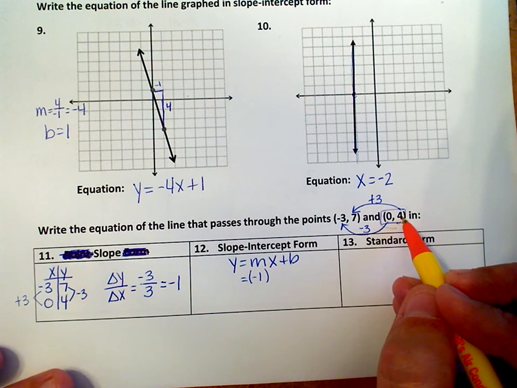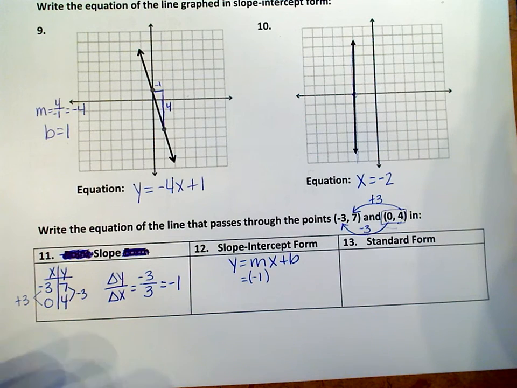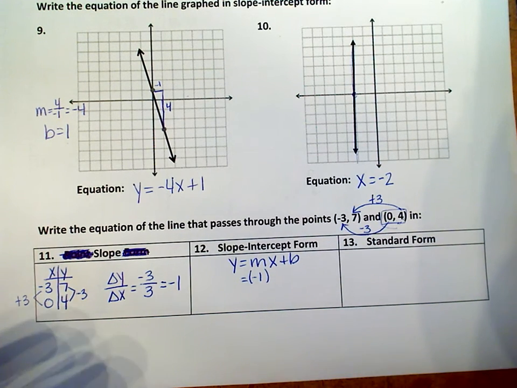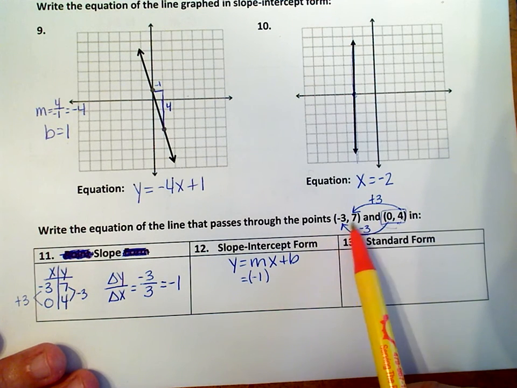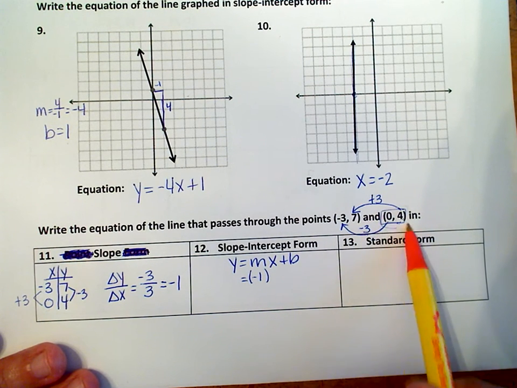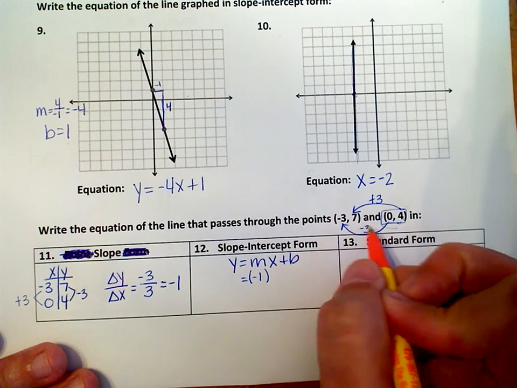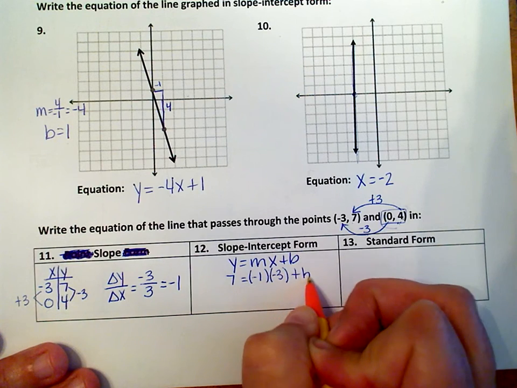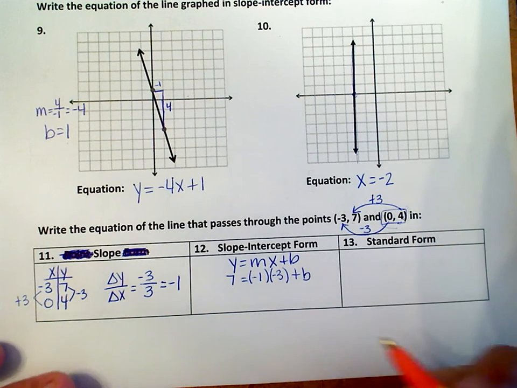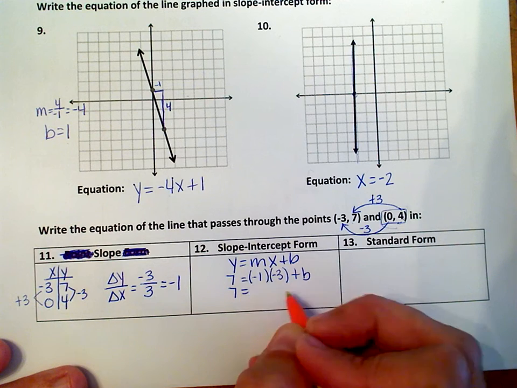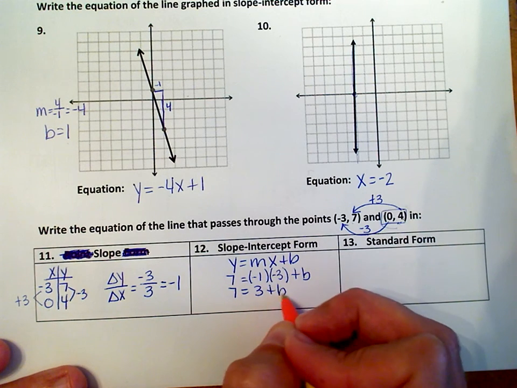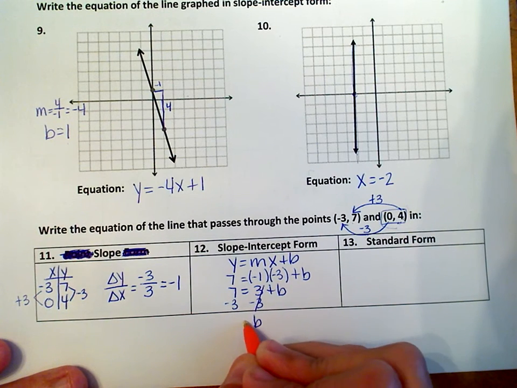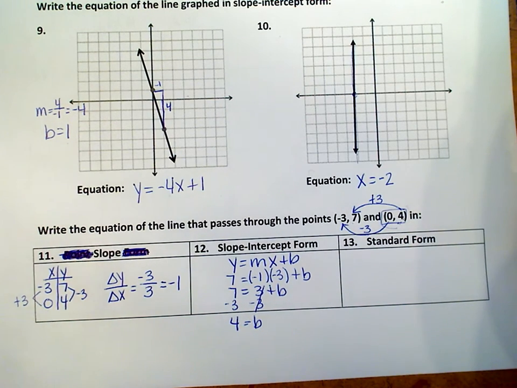The b is 4. But just for the case that it may not be that way on your test, I'm going to go ahead and use this point just to show you I'm still going to get the same y-intercept, but I'm going to show you that process just in case the one on your test doesn't give you the y-intercept. So the y value is 7, that's going to go here. The x value is -3, and we don't know b, even though we do. So 7 equals, we multiply these together, it gives me +3 plus b, and then we have to subtract 3 from both sides. So these cancel, so b gives me 4. See, I knew it was 4.